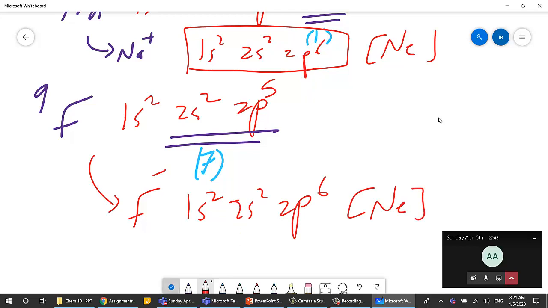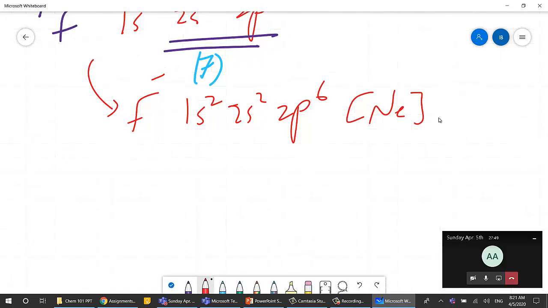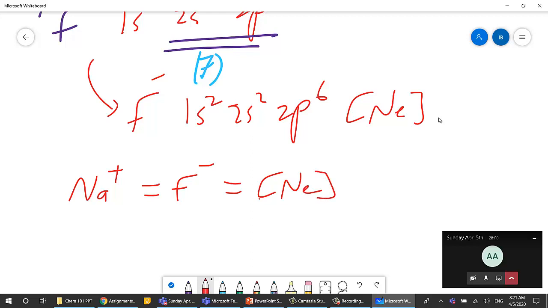So here we say that the electronic configuration of Na+ is the same as F-, which is the same as Ne. They all have the same electronic configuration, and this is called isoelectronic.